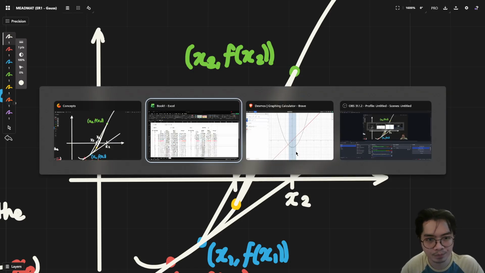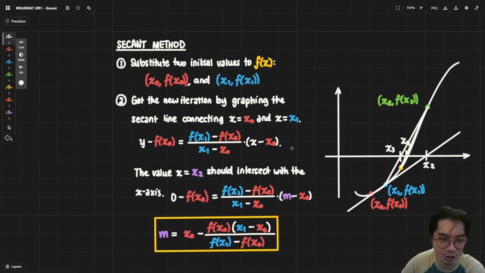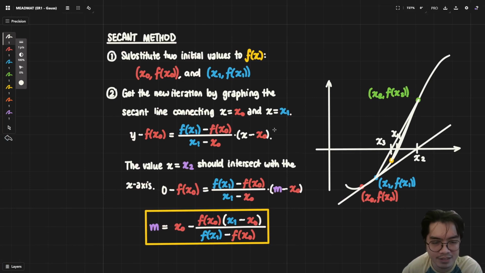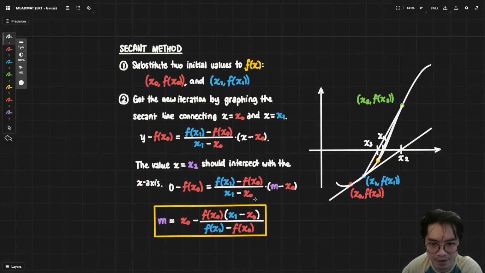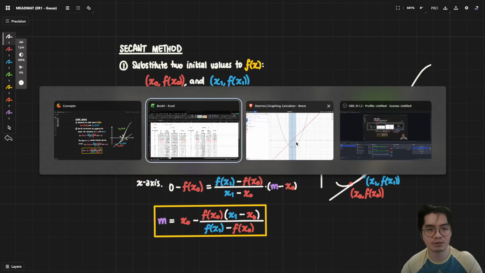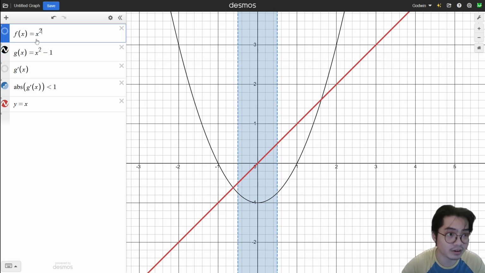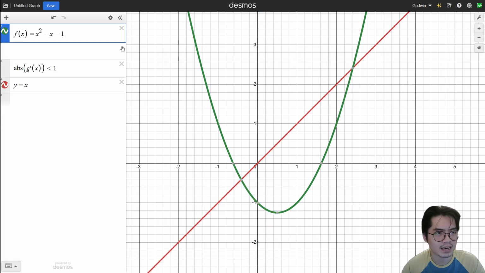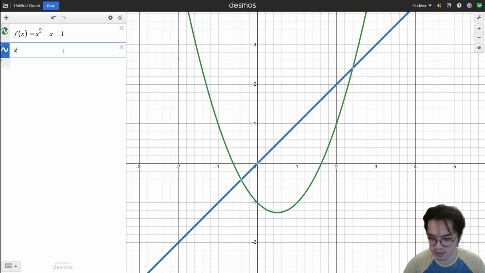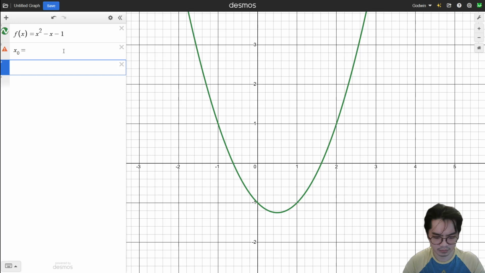Let's try that out. The secant method is basically just this: get the new iteration by graphing the secant line connecting x0 and x1, and then we repeat so on and so forth. Let's try this out with the original one, which is x squared minus x minus 1. Let's try that out here, and let's just get values of x equals 0, x sub 0, and then x sub 1.